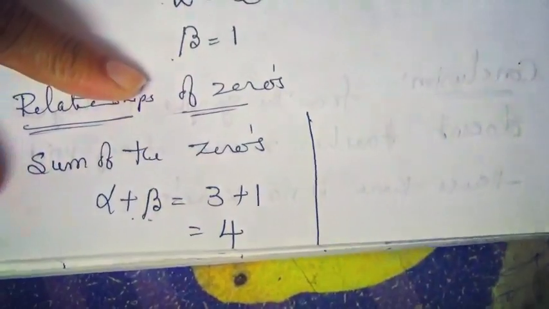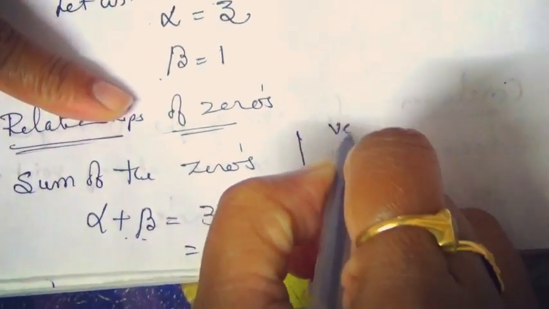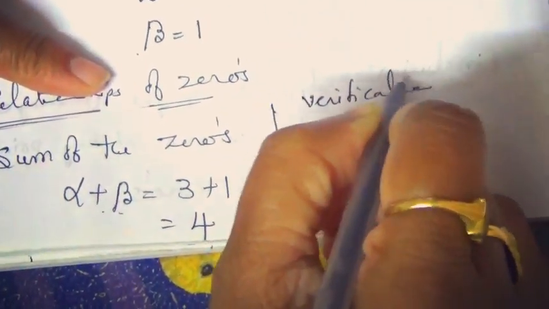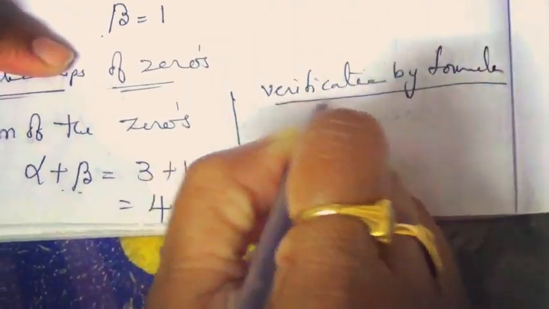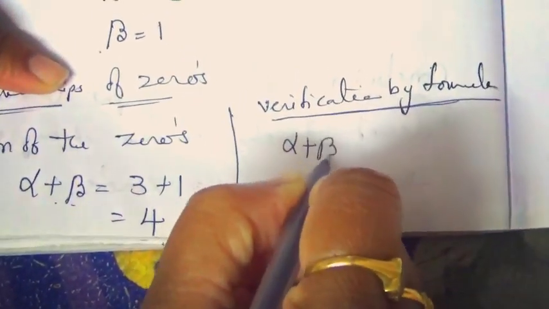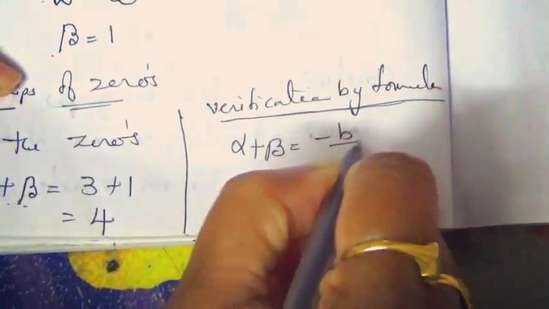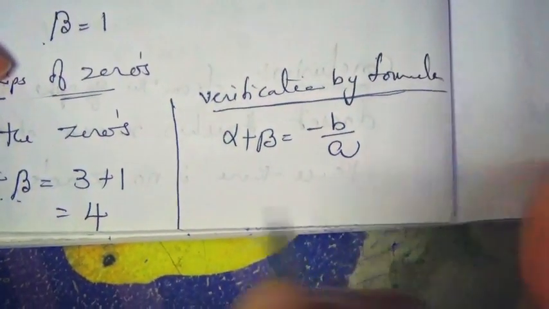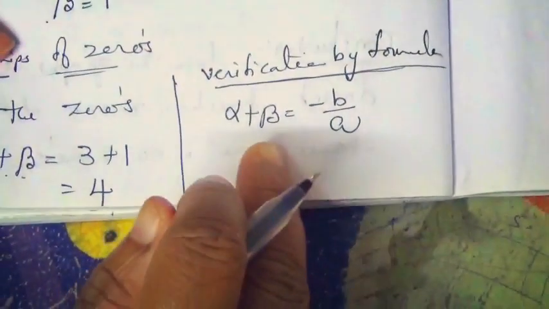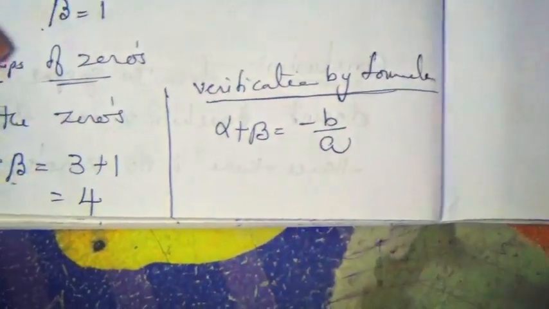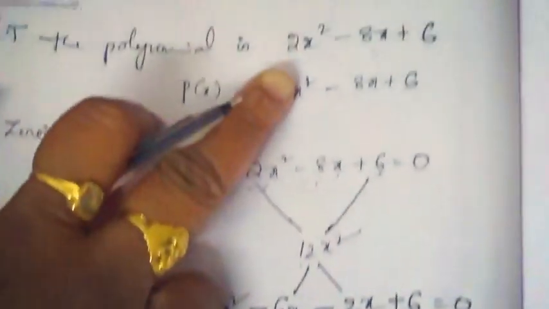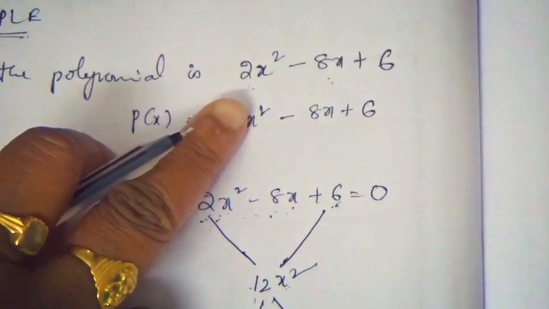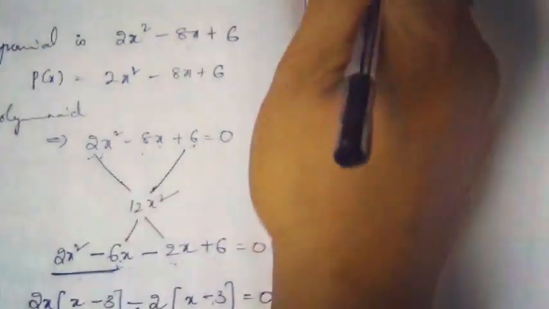Now the verification by the formula. What is the formula? Alpha plus beta is equal to minus b by a. From the table you just look at that. You just take the equation and compare it with ax square plus bx plus c. Okay, here I am writing.